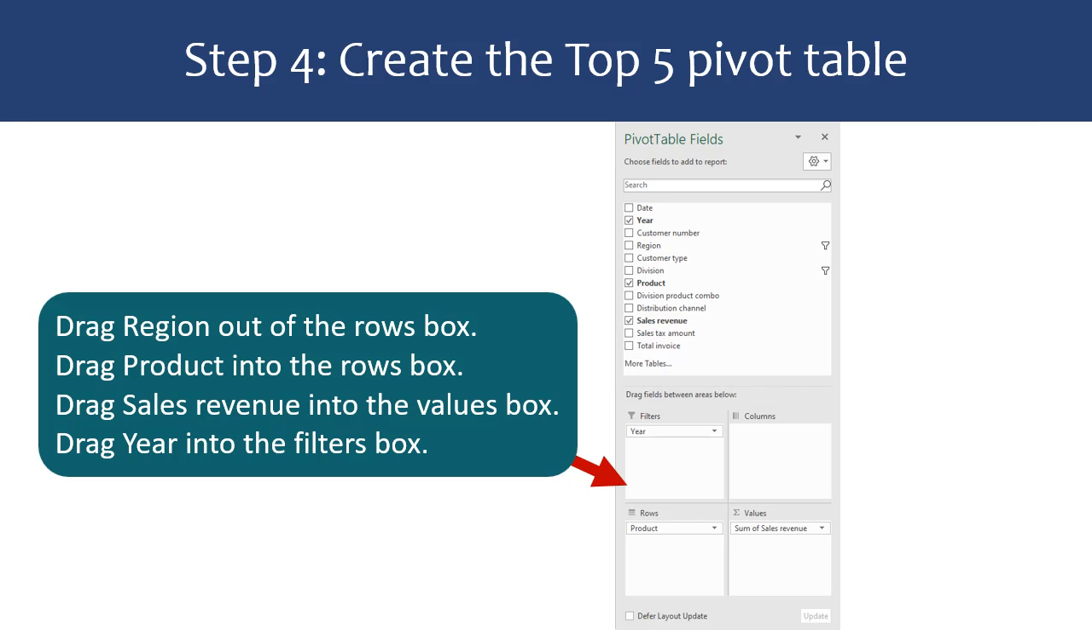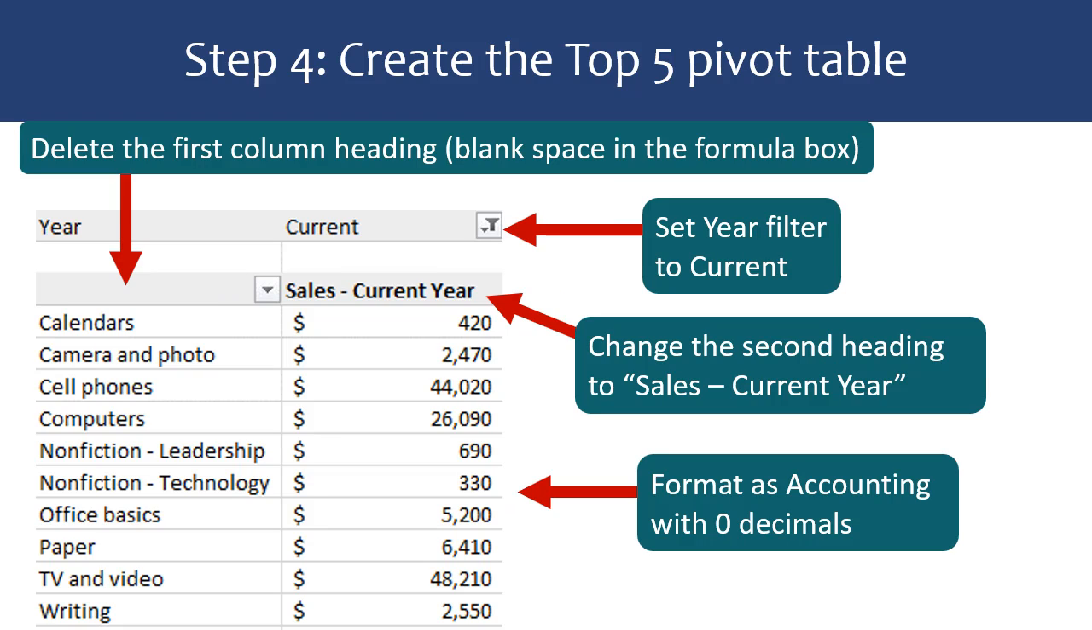In the newly copied pivot table, drag region out of the rows box. Drag product into the rows box. Drag sales revenue into the values box. Drag year into the filters box. Delete the first column heading. Remember to put a blank space in the formula box for the heading cell. Set the year filter to current.